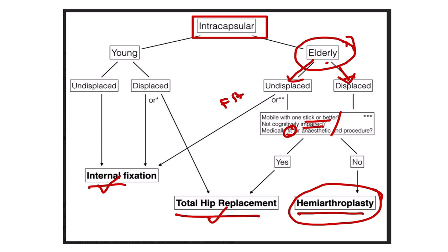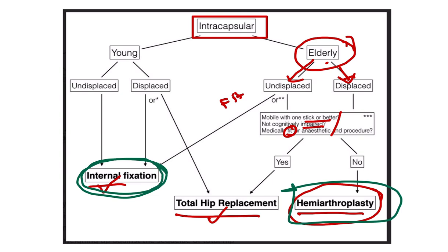hemiarthroplasty changes only the femoral head part. But in total hip replacement, both the acetabular part and the femoral head part are changed, so it is a big operation or longer operation. For this reason, in a sick patient, total hip replacement is usually not done; hemiarthroplasty is done. On the other hand, in a young patient, in most cases go for internal fixation, by nail or other options. But when there is severe displacement, in this condition, total hip replacement.